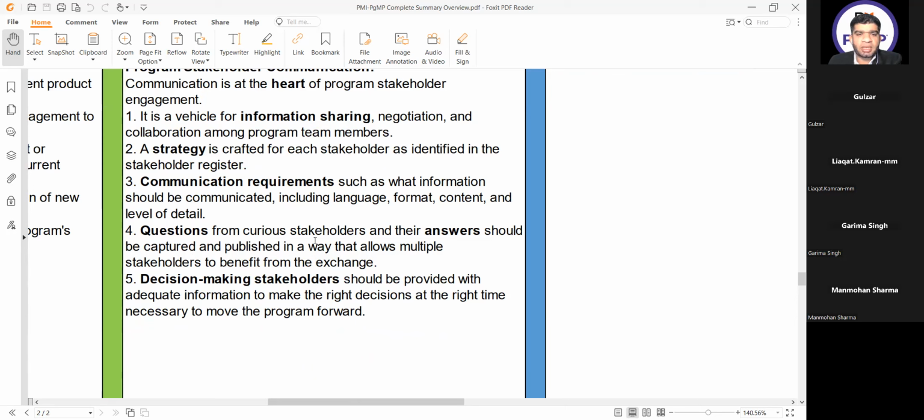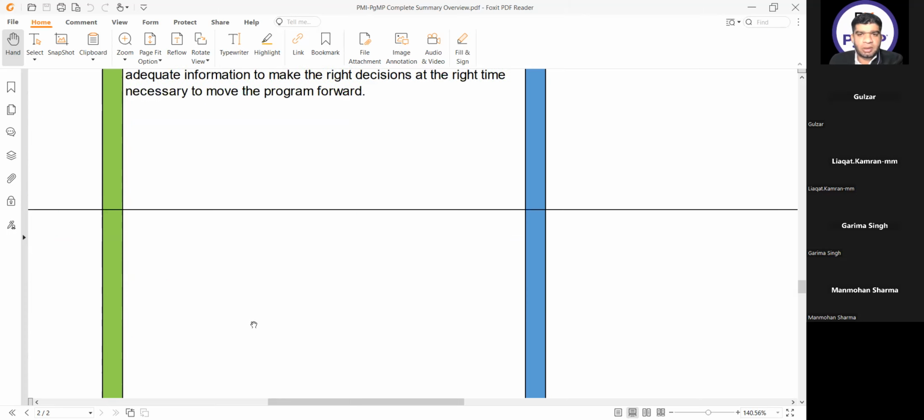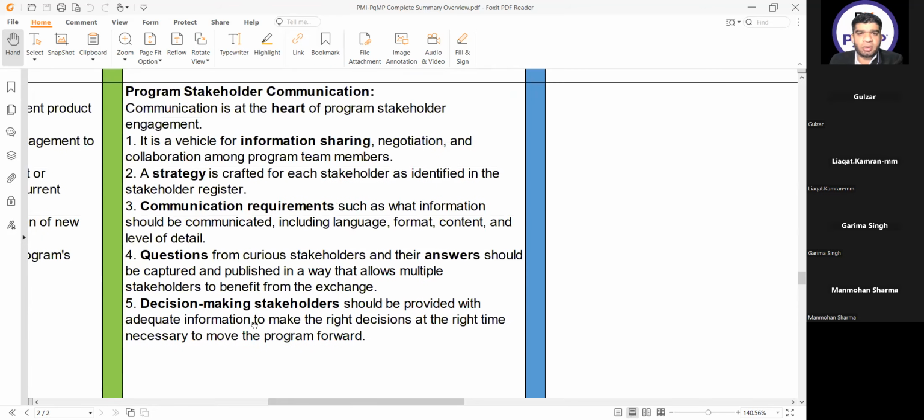Questions from curious stakeholders and their answers should be captured and published in a way that allows multiple stakeholders to benefit from the exchange, and decision-making stakeholders should be provided with adequate information to make the right decision at the right time necessary to move the program forward. So this covers your complete stakeholder domain, including governance roles.